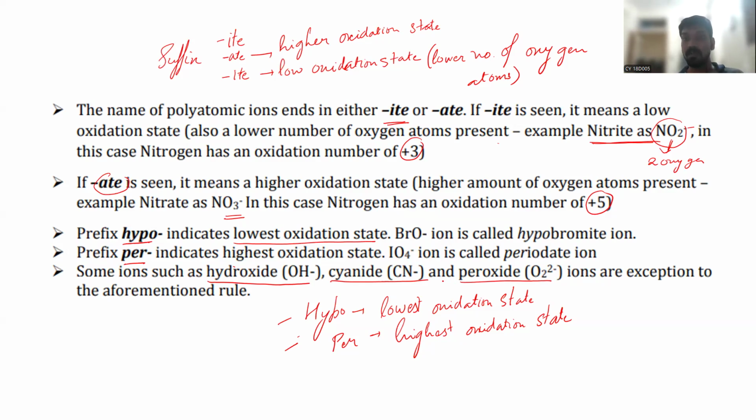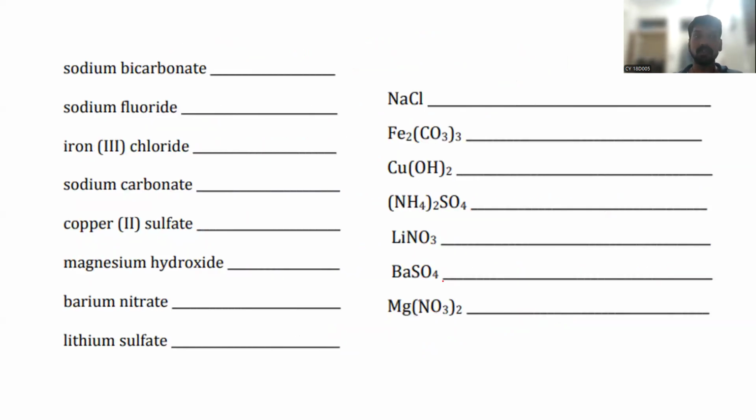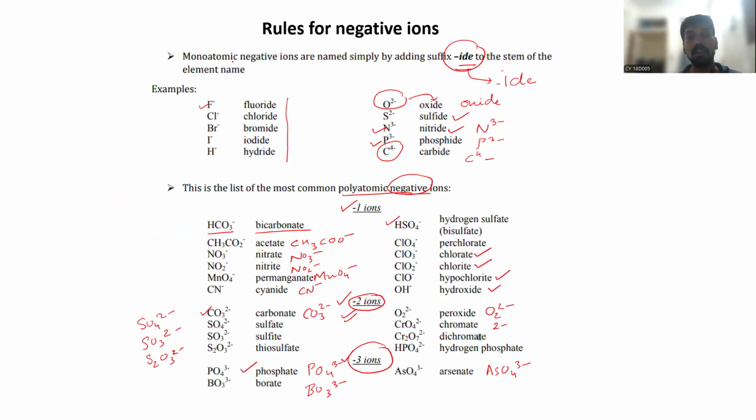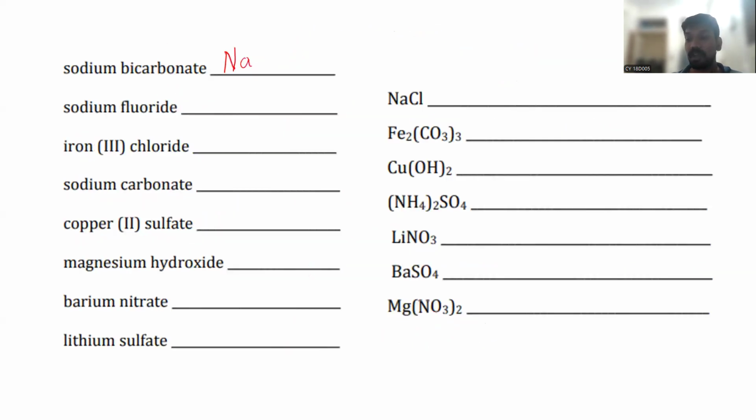Let's solve some problems. Here are some ionic compounds; how are we going to solve them? First example, sodium bicarbonate. Can you help me with that? What do we call bicarbonate? Here you can check. We have checked and found that bicarbonate is HCO3 negative. So how are we going to write it? We are going to write NaHCO3.